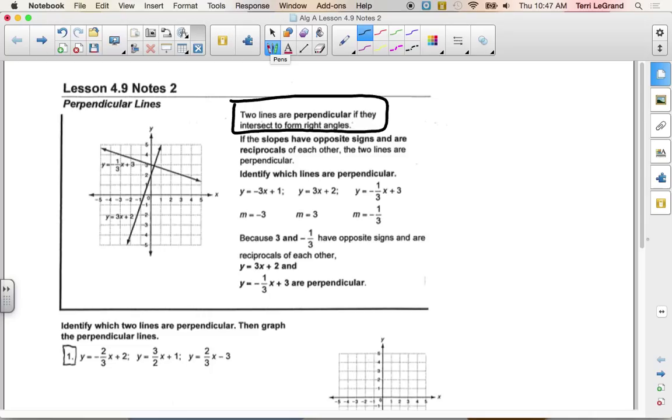So what's really important about that is you're never really going to measure those angles, but after you're done graphing your lines, they better look like they're forming a right angle. Okay? They better look like there's some right angles there.